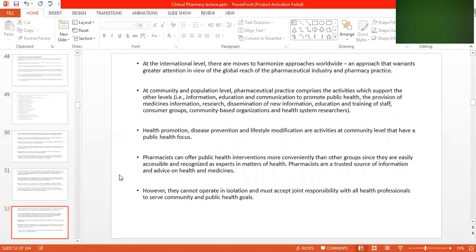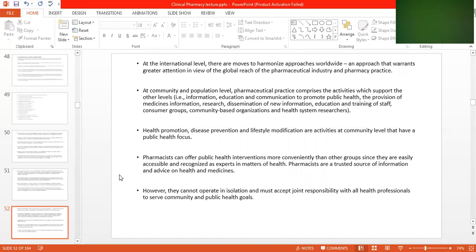At community and population level, pharmaceutical practice comprises the activities which support the other levels, that is information, education, communication to promote public health. The provision of medicines information, research, dissemination of new information, education and training of the staff, consumer groups, community-based organizations and health system researchers. Health promotion, disease prevention and lifestyle modification are activities at community level that have a public health focus.